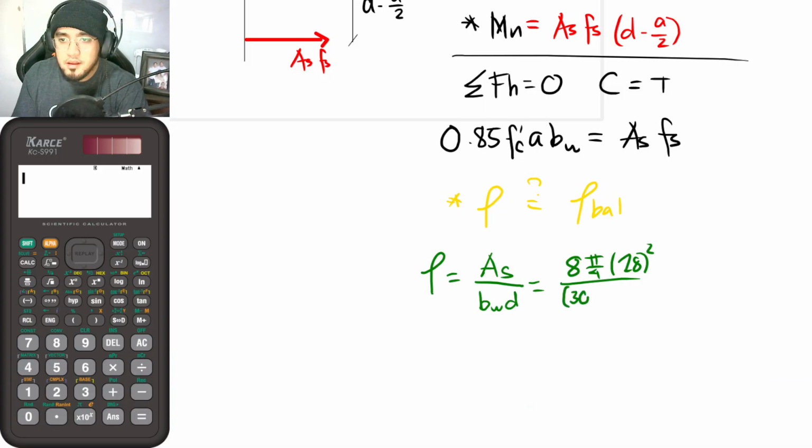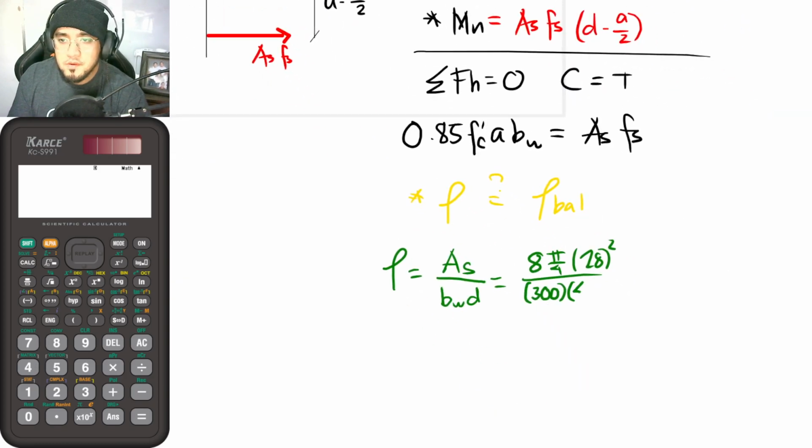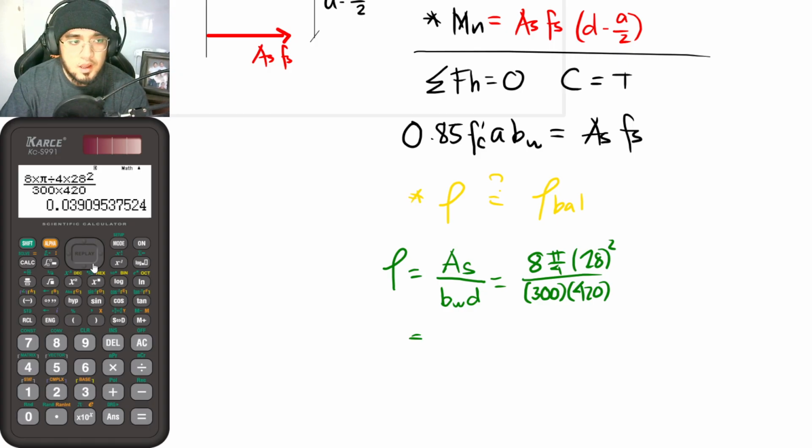So 300 times the effective depth. Take note, effective depth, so meaning that is 420. Using our calculator, rho is now equal to 8 times pi over 4 times 28 squared divided by 300 times 420. So our rho is now equal to 0.3909 or 391.